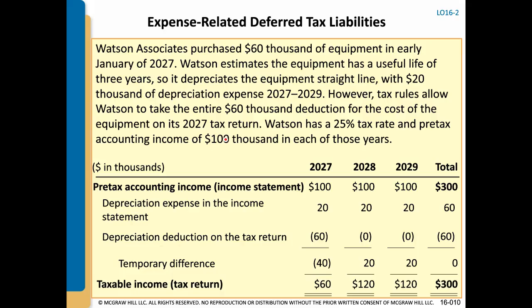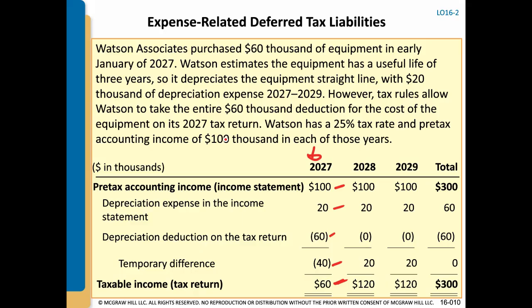So that gives us in 2027 our taxable income of 60,000, right? We start with our pre-tax of 100, add back the book depreciation, deduct the tax depreciation to get us a net temporary deduction of 40 to get to taxable income of 60.